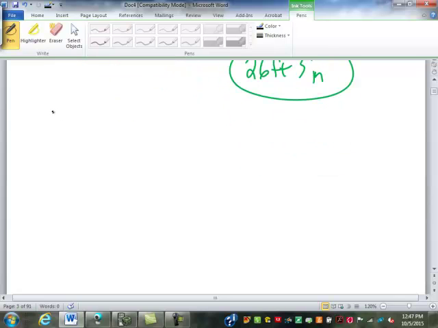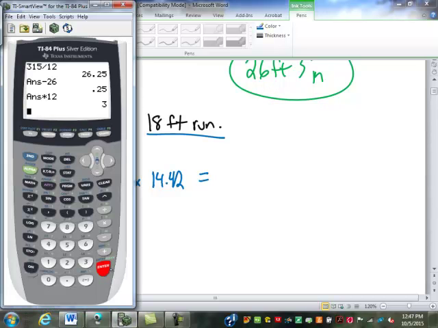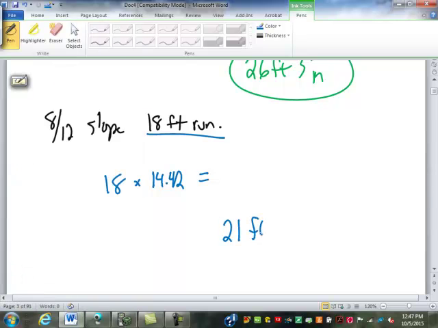Let's do 8/12 slope and 18-foot run. So 8/12 gives us what on the framing square? 14.42. Good. What are we going to multiply that by? Yeah, I gave you the run, not the span, so it's 18 times 14.42. So we got 259.56, and you're correct. We're going to divide by 12 to make it feet. Gives us 21.63 feet, so 21 feet.